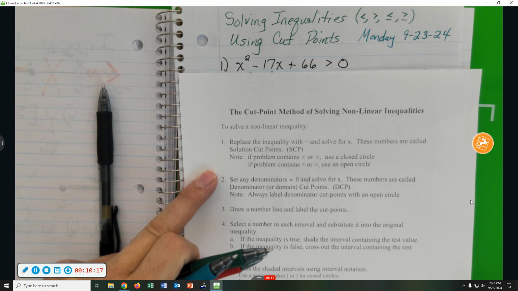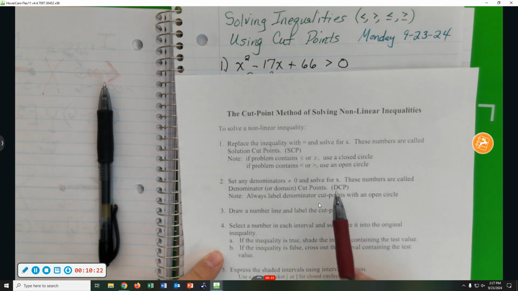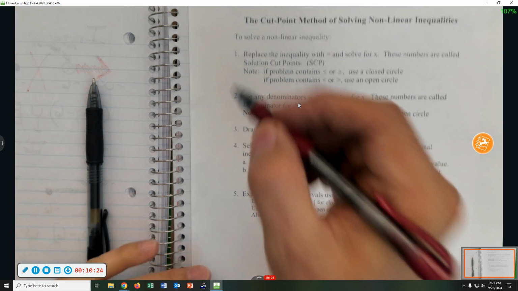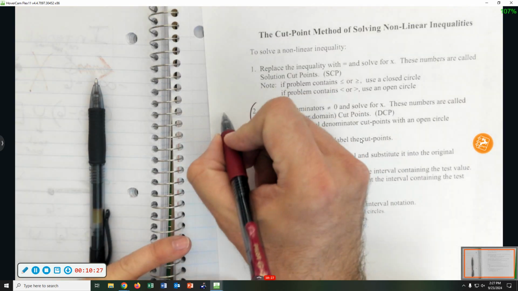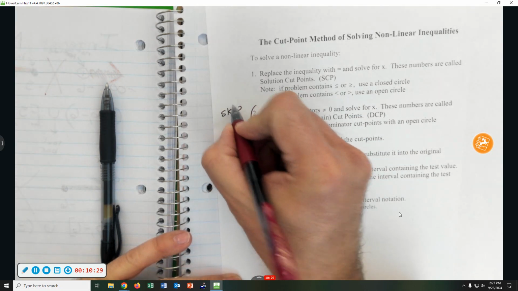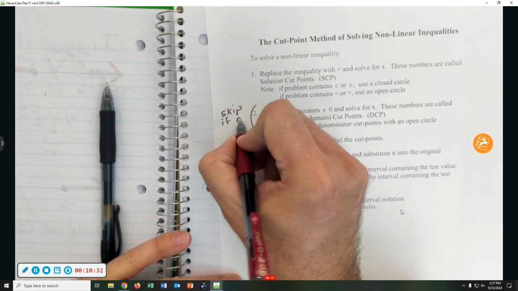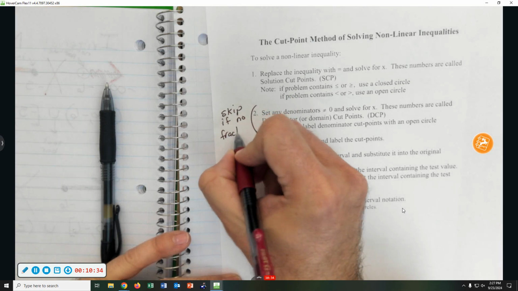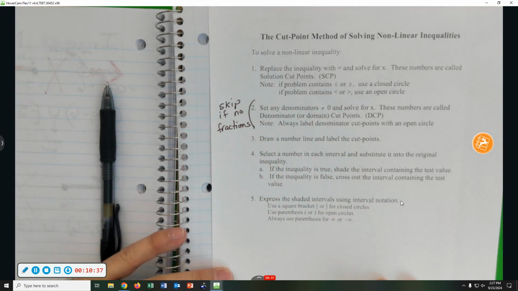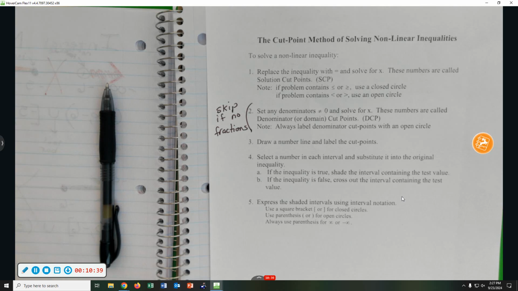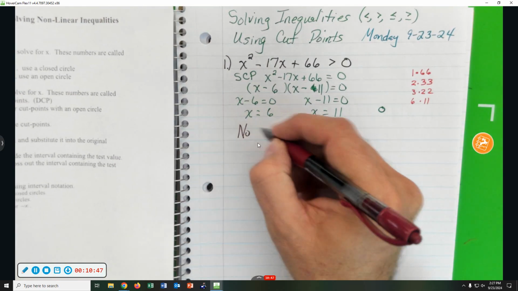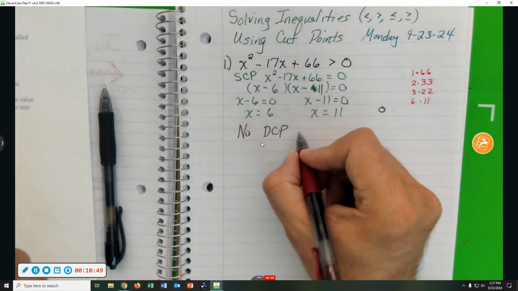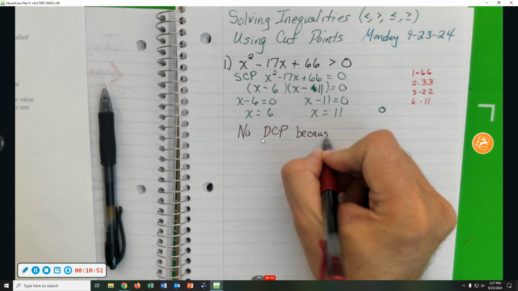When I saw that problem, I knew we'd skip over number 2. In order to actually do number 2, you have to have fractions appearing in your inequality. You skip number 2 if there's no fractions in the original problem. And there are no fractions, so step number 2 we're going to skip. I'll make a note, though: no denominator cut points, because there are no fractions.